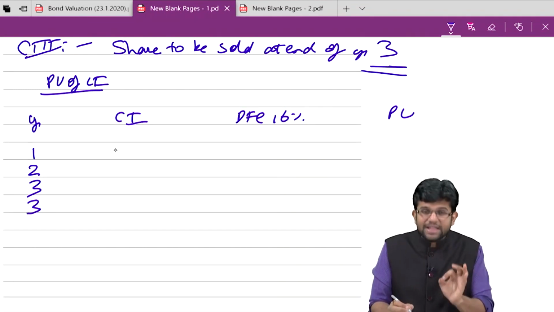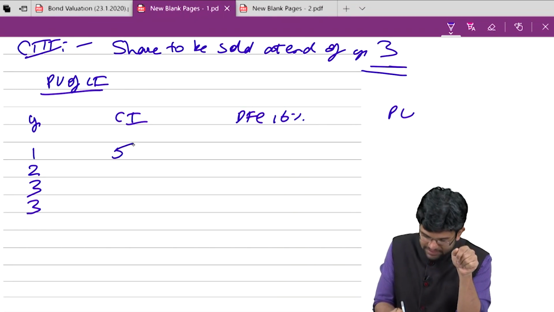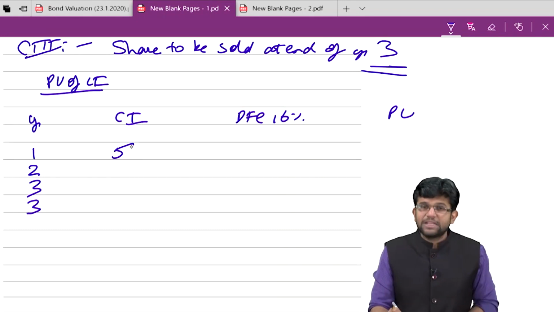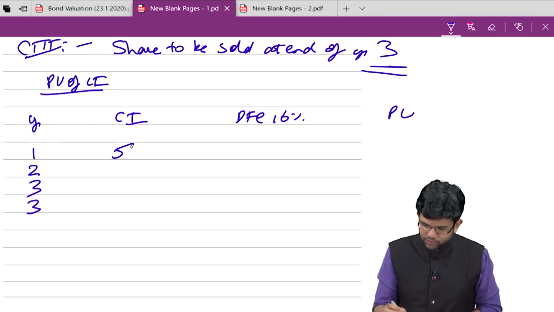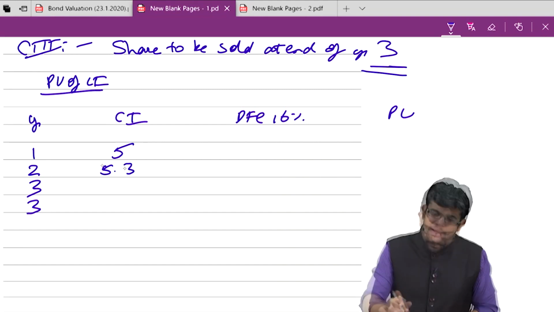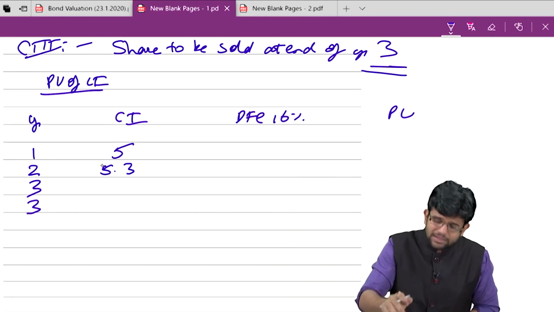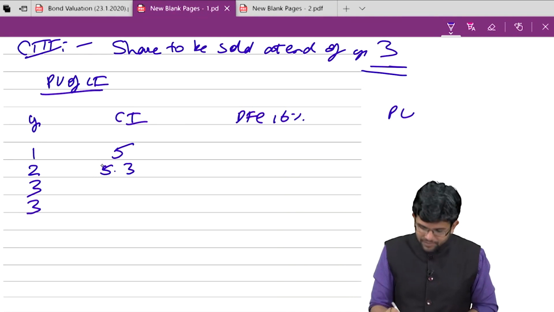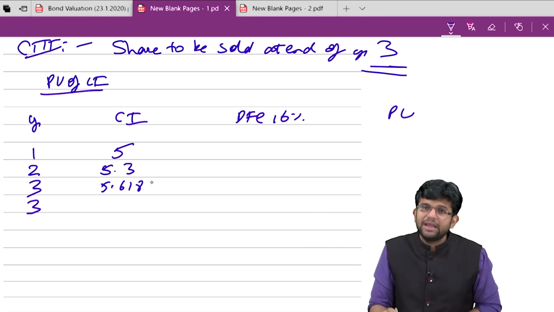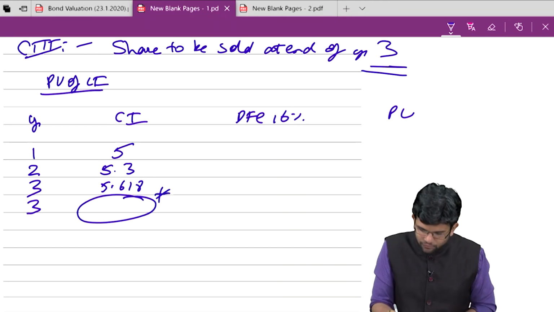Now students, as far as dividend of year 1 is concerned, we know it is 5. As far as dividend of year 2 is concerned, it will be 5 plus 6%, as we saw earlier, 5.3. As far as dividend of year 3 is concerned, I will do 5.3 plus 6%, that will give me 5.618 and so on. Now we need to find P3.